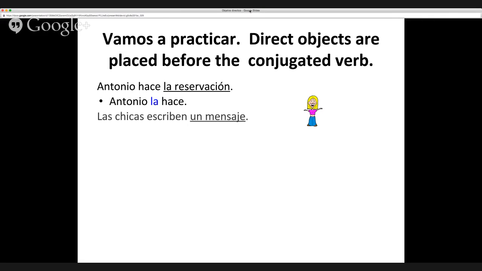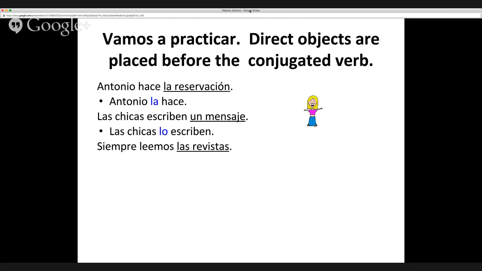Let's try another. Las chicas escriben un mensaje. The message is the thing that is getting verbed. We already decided that a while ago. So you ask yourself, what direct object pronoun out of me, te, lo, la, nos, os, los, las will logically take the place of un mensaje? We're looking for something singular and masculine, so the best choice is lo. You stick it before the conjugated verb and you get las chicas lo escriben. The girls write it.